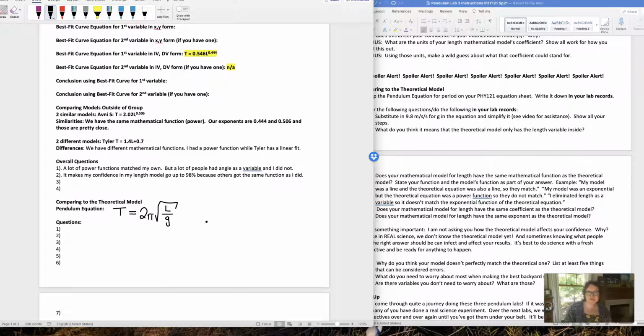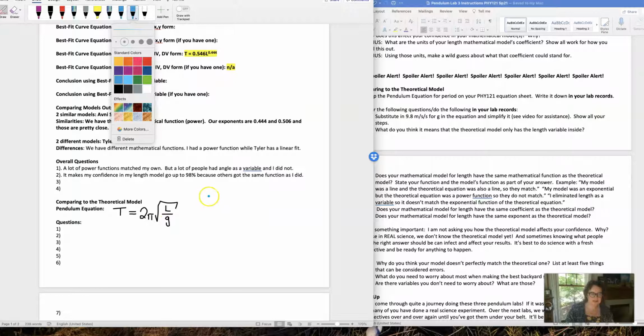Now the first thing we're going to do with this pendulum equation is substitute in 9.8 for g and simplify this. I'm going to change my pen colors just so you can see. Whoa, that's really a wide pen. Let's make that smaller. Thank you. Okay, so let's do this. We're going to substitute in 9.8 where g is.